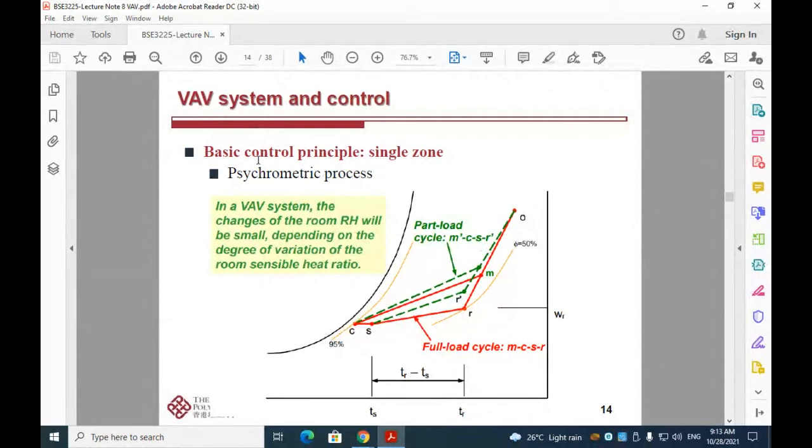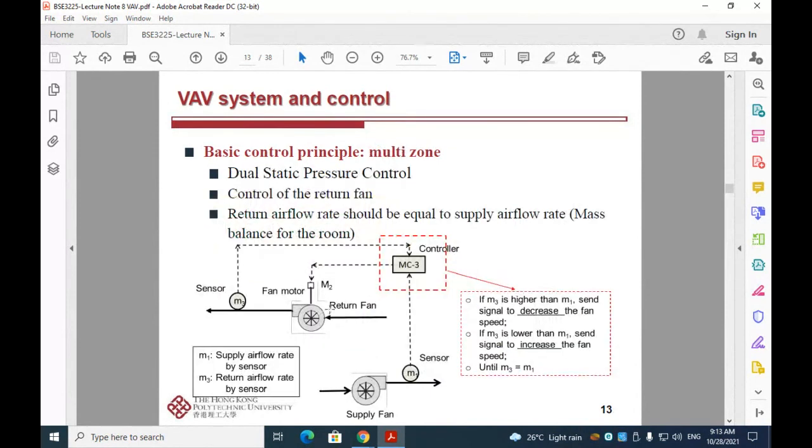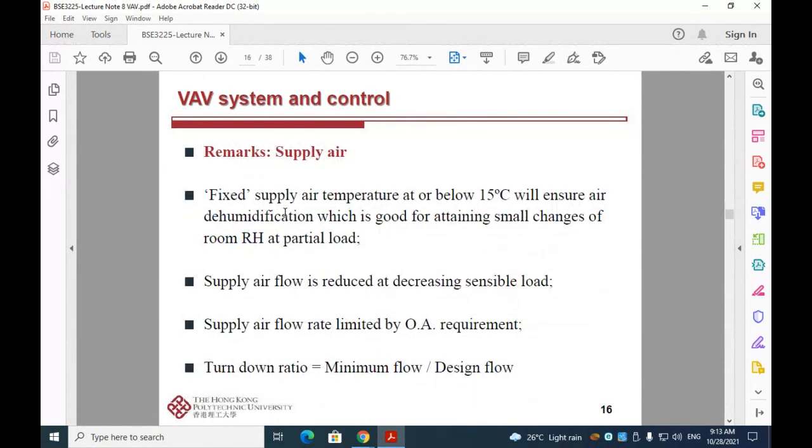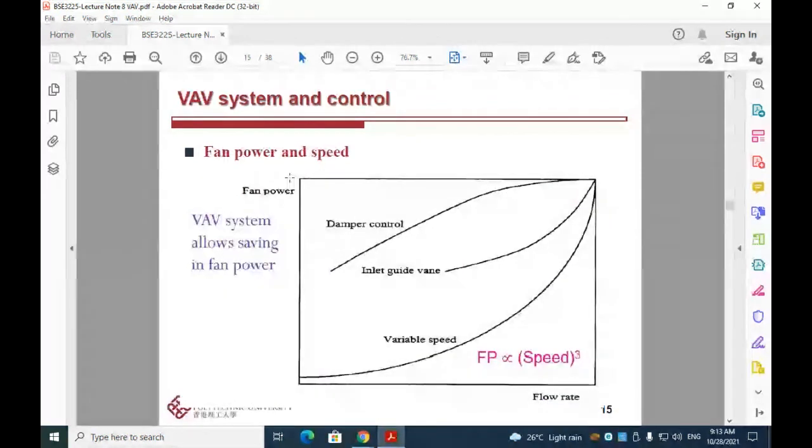So from our previous contents, we have found that the VAV system relies on the control of the fan speed. By controlling the fan speed, the airflow rate of the fan will change. So next, over the next several slides, we will discuss the relation between the fan power and the speed.